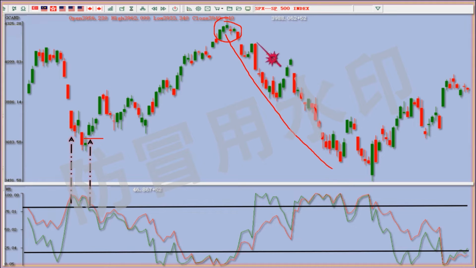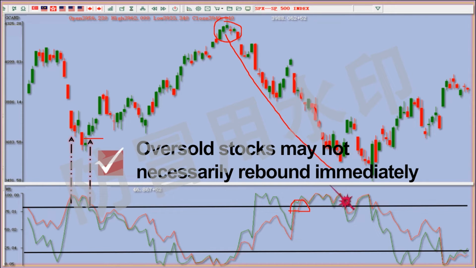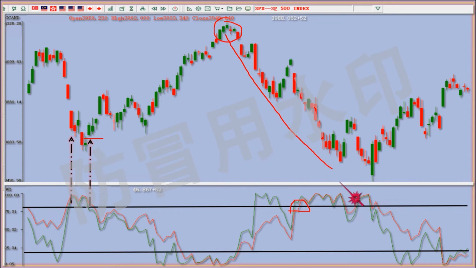After the rapid decline in the market at that time, the Williams indicator began to enter the oversold area. Here it reflects the class content we just talked about. Oversold stocks may not necessarily rebound immediately. US stocks have been oversold here for nearly half a month. Then on October 3rd, both lines passed through the line.